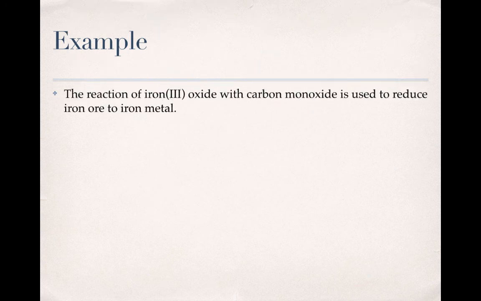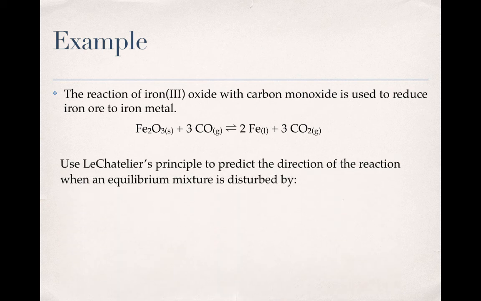Let's take a look at another example here. So the reaction of iron 3 oxide with carbon monoxide is used to reduce iron ore to iron metal. So this is one of the ways that we get iron metal from our metal plants. So we've got iron 3 oxide reacting with 3 carbon monoxide gas, and we get iron liquid and CO2 gas. So what we want to do is use Le Chatelier's principle to predict the direction of the reaction following these disturbances. So let's say that we remove carbon dioxide.